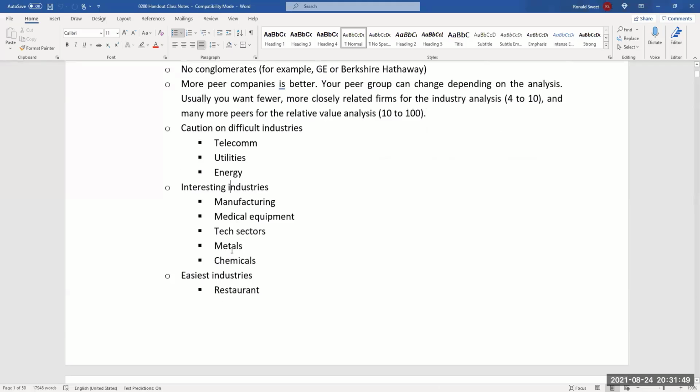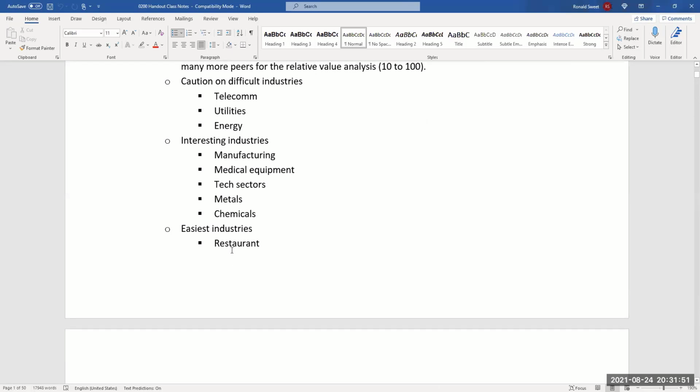Interesting industries: business to business, manufacturing, medical equipment, like a Medtronic is really interesting. The tech sectors work really, really well. Metals, so Newmont, those are interesting companies. Chemicals are interesting. That's why Ecolab, I think, is really interesting.